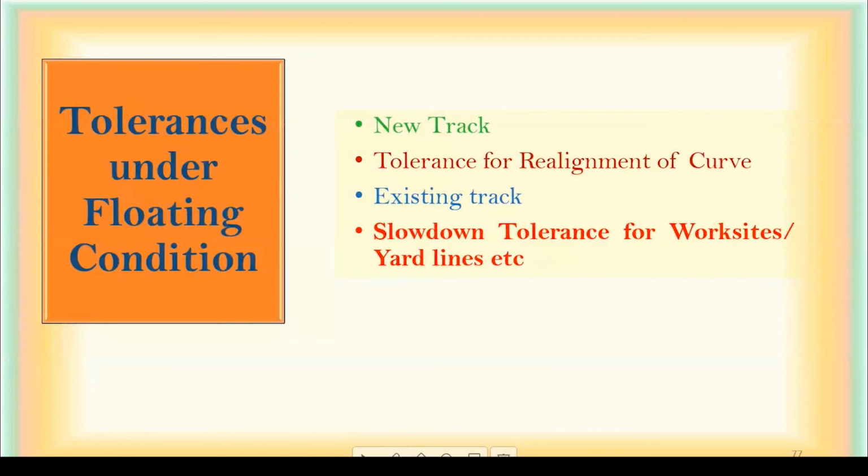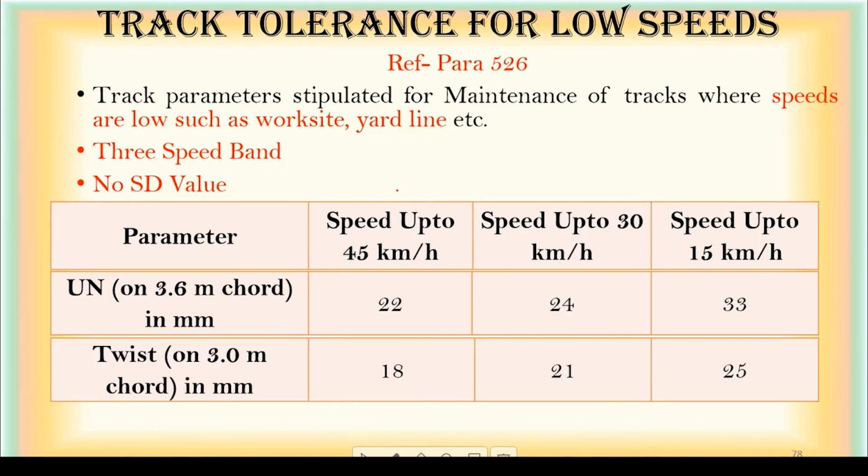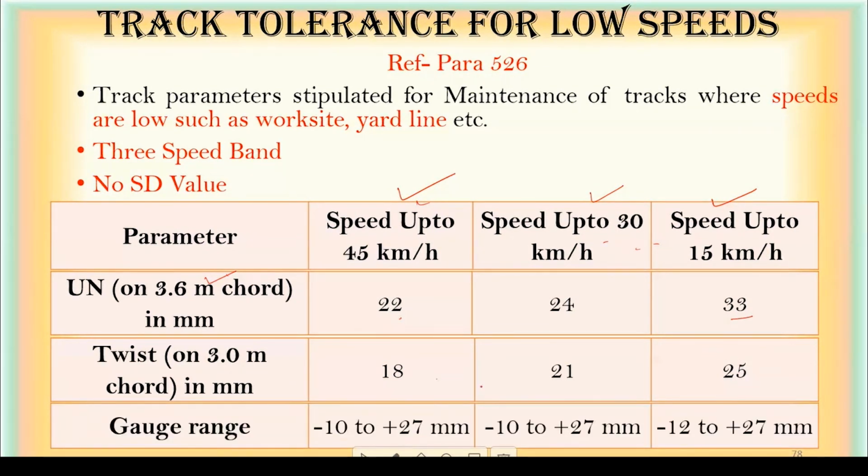Then the last tolerance for floating condition is this. You can see it has been laid down for 3 speed bands: 30 to 45, 15 to 30, and less than 15. Unevenness on 3.6 meter chord is 22 mm, 22 mm, 24 mm, 33 mm, and twist 18, 21, 25. Gauge range is -10 to +27. So if we are imposing any caution order or special work site, we have to maintain track tolerances within these limits only.